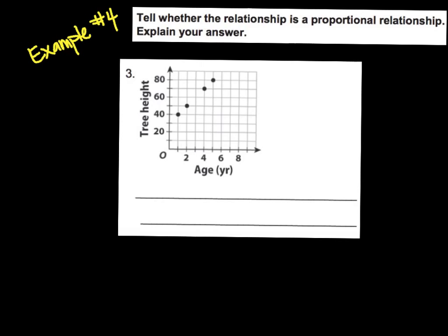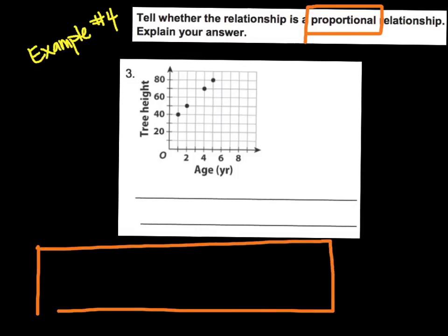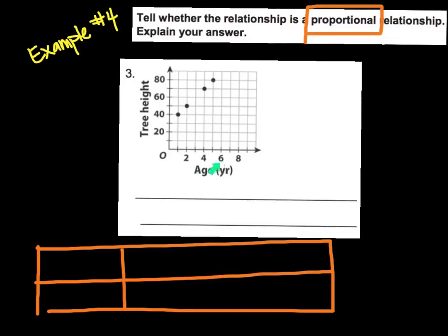When you look at the directions, it says, tell whether the relationship is proportional, explain. So again, I'm looking for yes or no, are these dots proportional? There's no table, so I'm going to create one. On the x-axis, it says age, so I'm going to put that in. And on the y-axis, it says height of the tree, so I'm just going to say height.